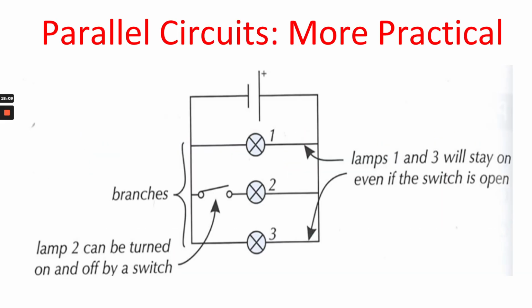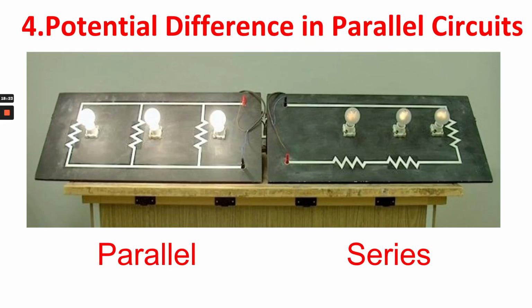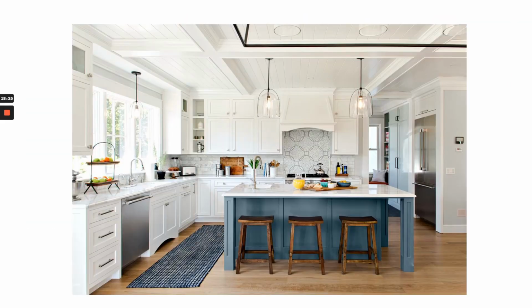So on to parallel circuits. A parallel circuit has different branches, and the main advantage is you can turn different things on and off. In this diagram, I can turn light bulb 2 off by opening the switch, but keep light bulbs 1 and 3 on by keeping the circuits closed. So that allows me, for example, to turn on my dishwasher without turning on and off my lights.